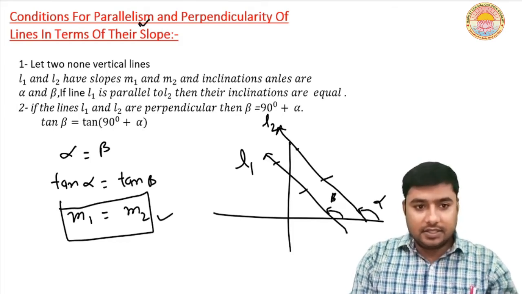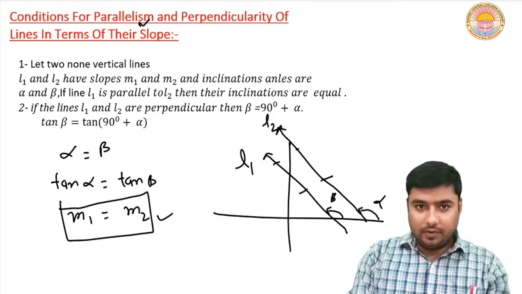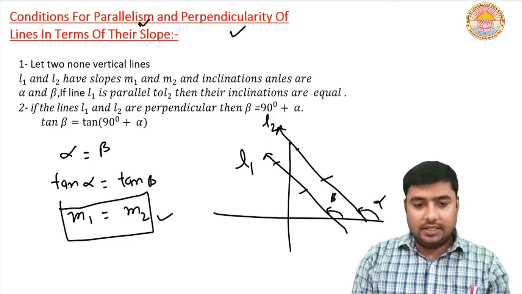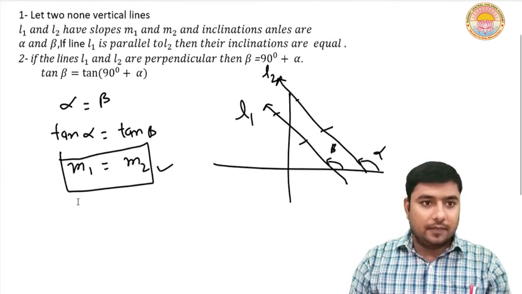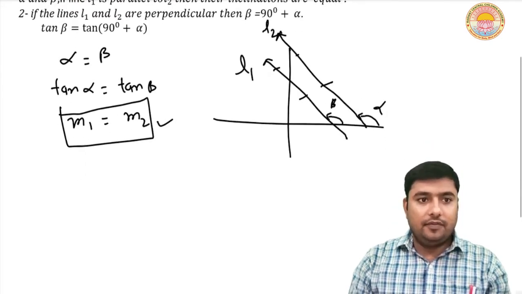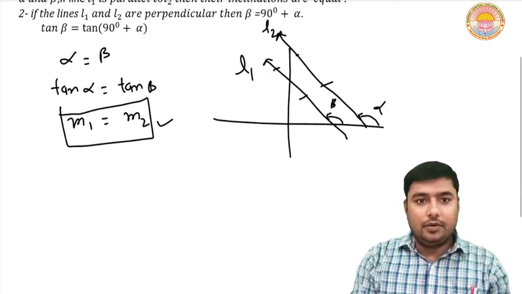And what is next? Next is perpendicularity. Perpendicularity means what? If two lines L1 and L2 are perpendicular, then beta equals 90 plus alpha.